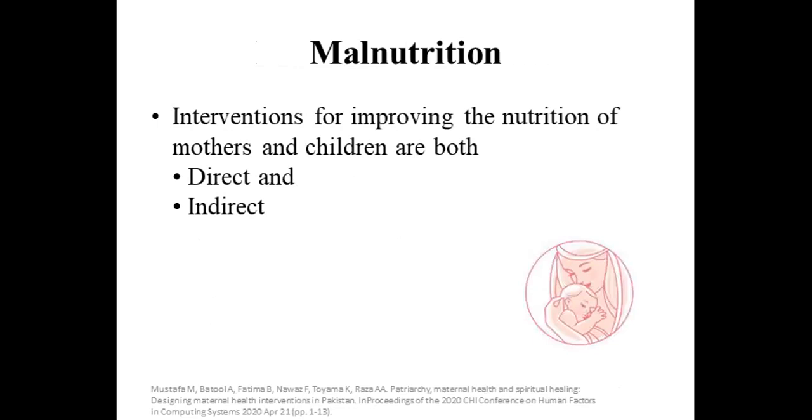Therefore, to combat malnutrition, interventions for improving the nutrition of mother and child are used, both direct and indirect. Direct interventions are a range of activities, for example, supplementary feeding programs, which include distribution of iron and folic acid tablets to mothers during pregnancy, fortification and enrichment of foods, and nutritional education to the mother. These are all direct interventions to combat malnutrition during pregnancy. Indirect interventions include the control of communicable disease through immunization, safe and clean water supply, environmental sanitation, family planning, food hygiene, education, and primary health care programs. These are all indirect interventions.